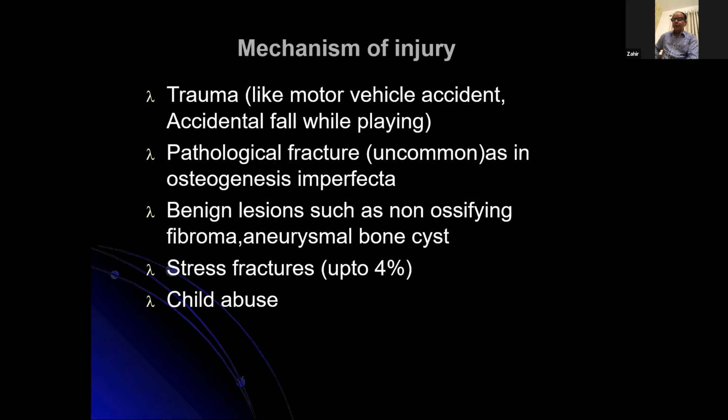How does a femoral fracture in children occur? Mechanism of injury: trauma like motor vehicle accident, accidental fall on the ground during playing, cycling, or direct trauma. Other causes are pathological fracture, which is very uncommon, as in osteogenesis imperfecta, and benign lesions such as non-ossifying fibroma, aneurysmal bone cyst, stress fractures, and child abuse.